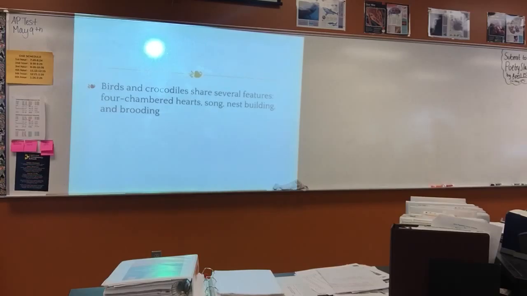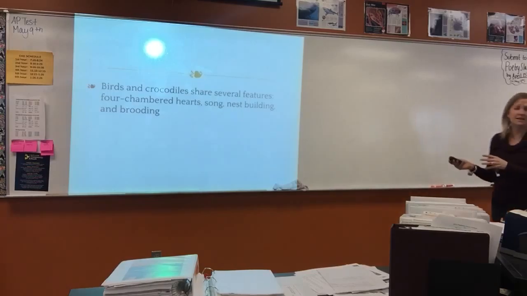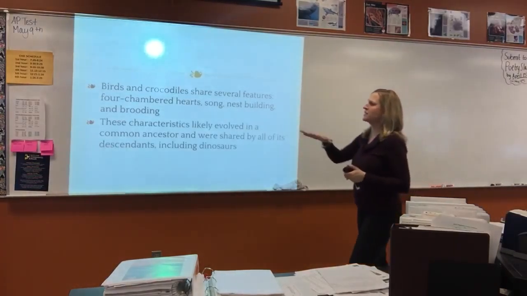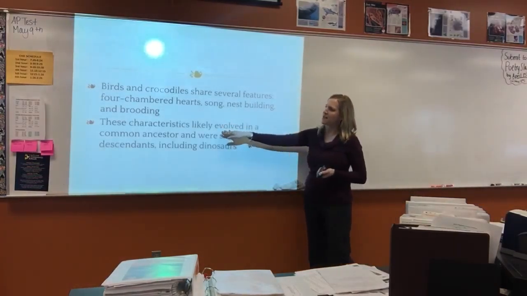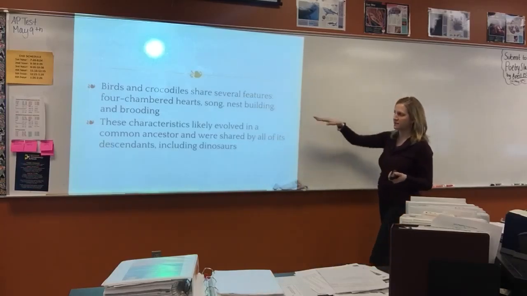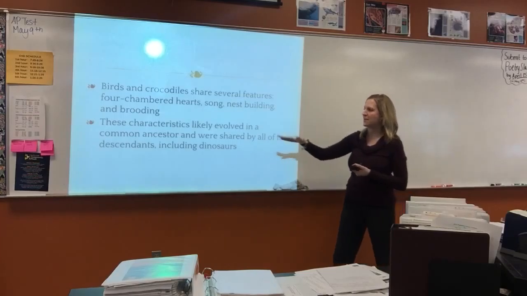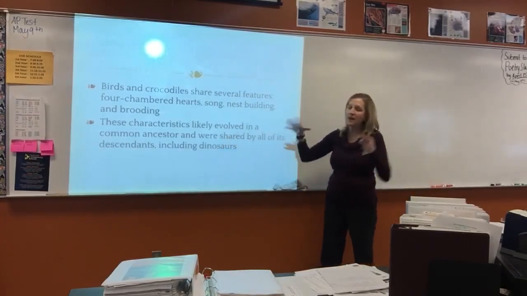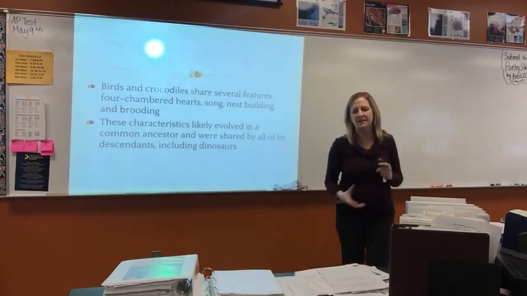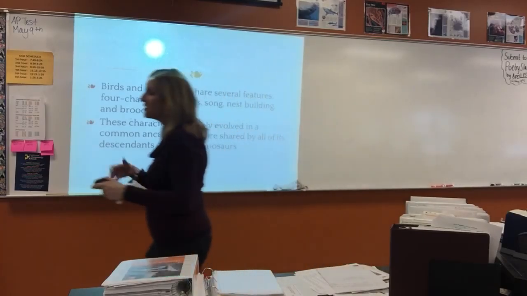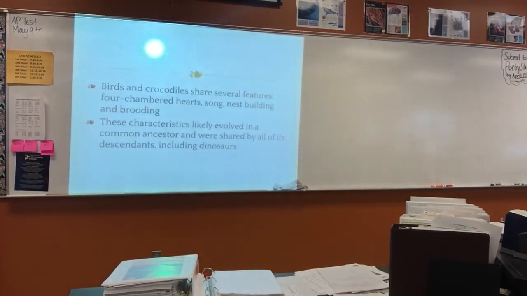So birds and crocodiles have these features. These are descendants from a common ancestor. So these characteristics that they have in common most likely evolved in a common ancestor, and then were shared by all the descendants of that common ancestor, and the descendants of that common ancestor also would be dinosaurs.